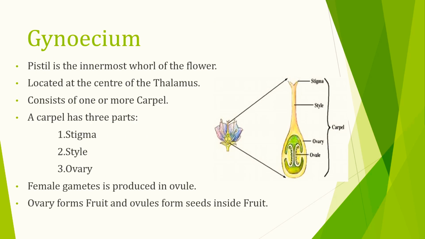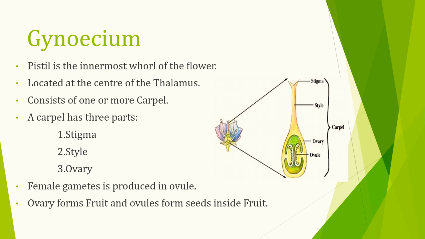Gynoecium. The gynoecium or the pistil is the innermost whorl of the flower. It is located at the center of the thalamus and it consists of one or more carpel. A carpel consists of three main parts. They are stigma, style and ovary. Stigma क्या है? It is the top of the female part of the flower which collects the pollen grains. Style is a slender stalk which arises from the ovary and it bears stigma at its tip.